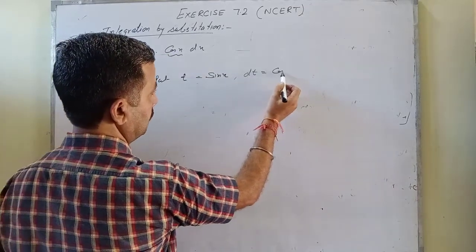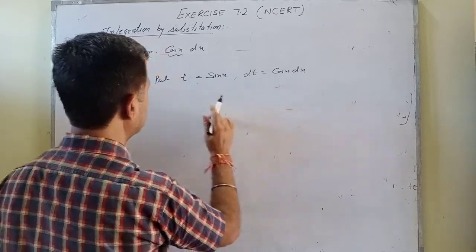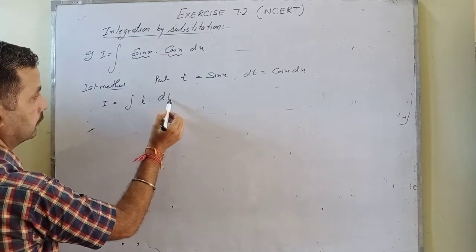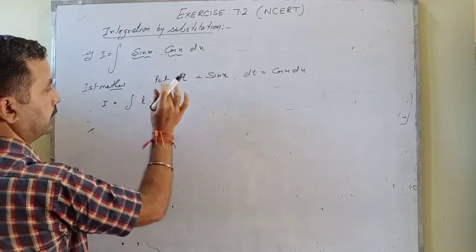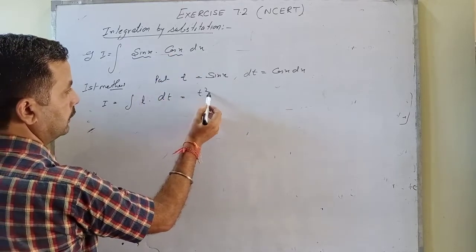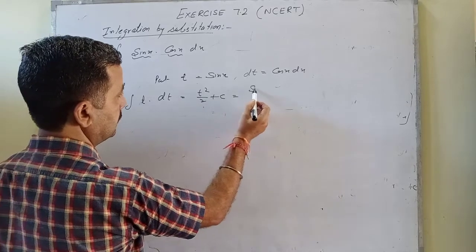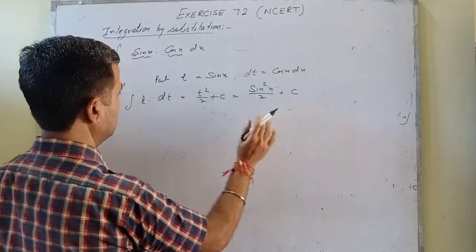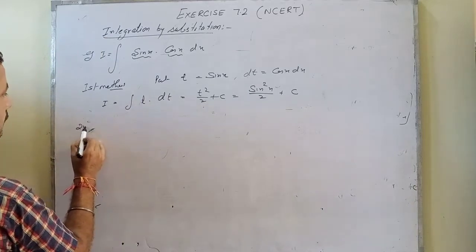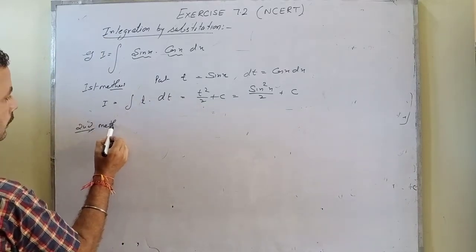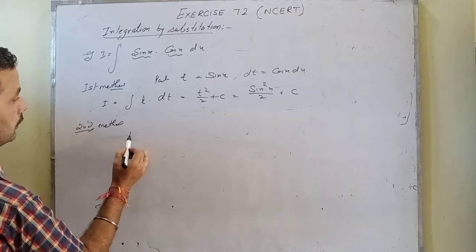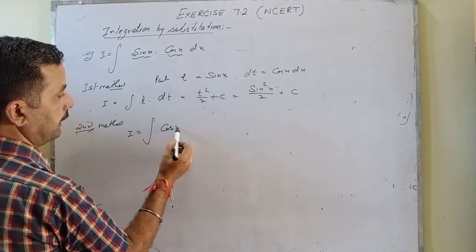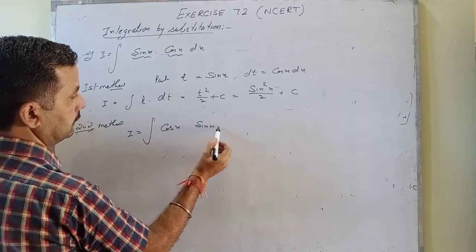So dt is equal to cos x into dx. So therefore this integral is t into dt, because t is sin x and then cos x dx is dt. So therefore t square by 2 plus c, and that means this is sin square x upon 2 plus c. That's your answer. This is the first method. Now the second method is what? We can write this sin x into cos x instead as cos x into sin x into dx.